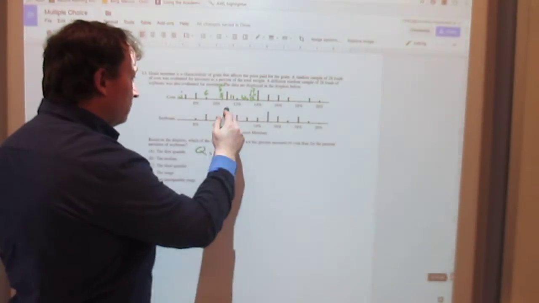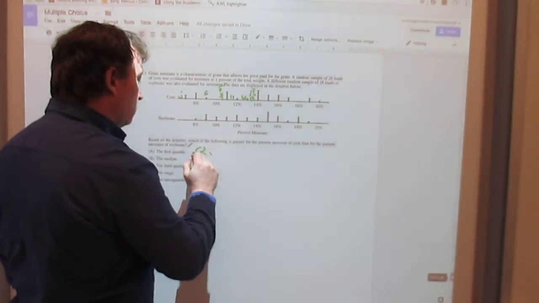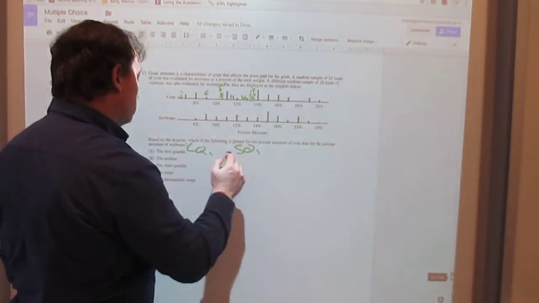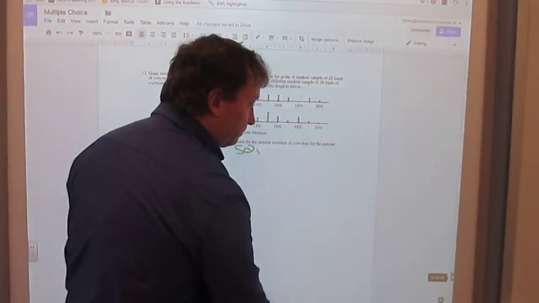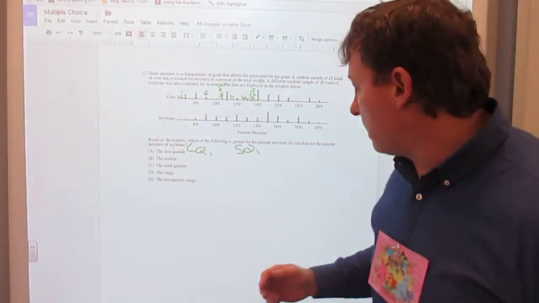What's quarter 1 for corn? Corn quarter 1, soybean quarter 1. You can see what they are just by counting out the dot plots.